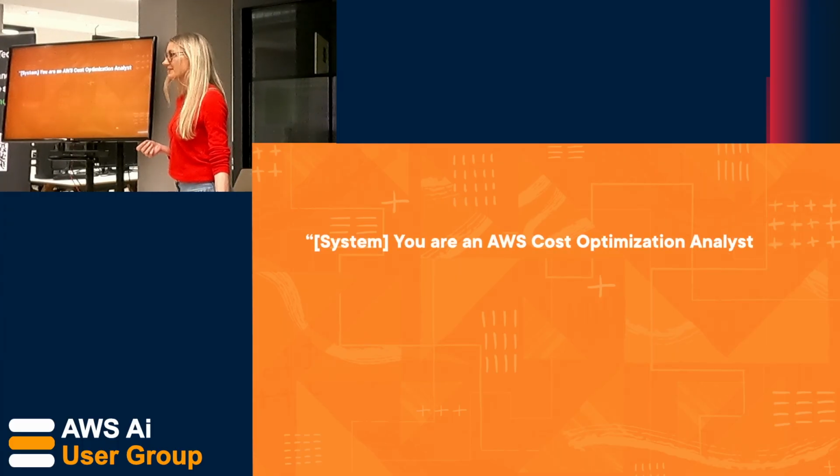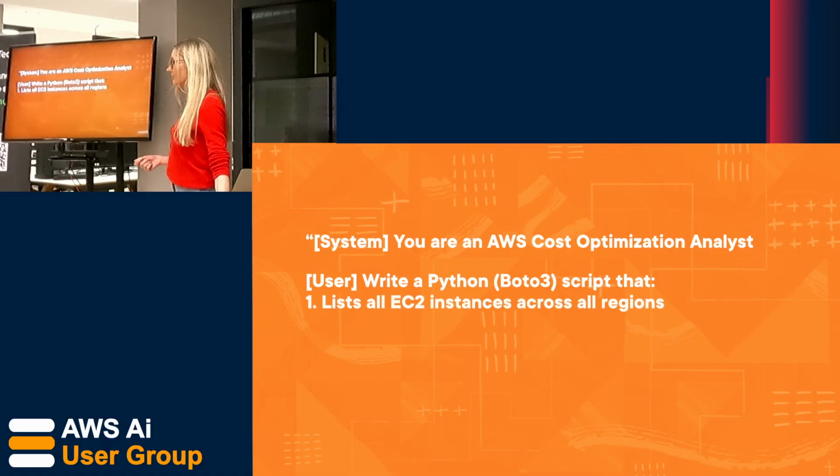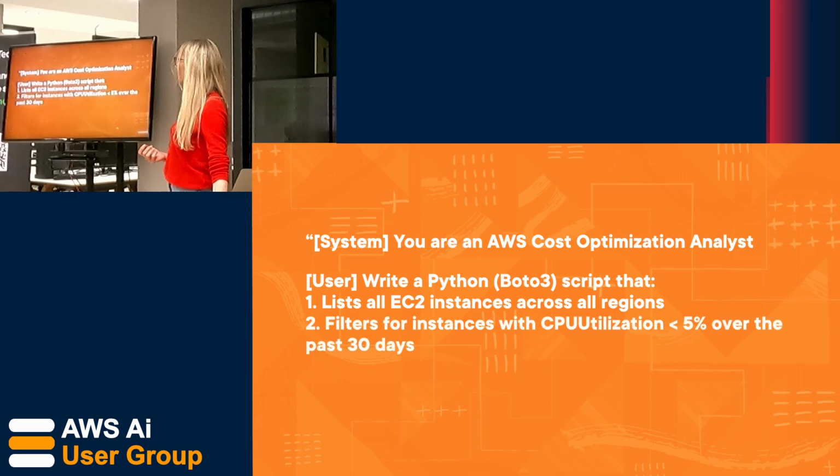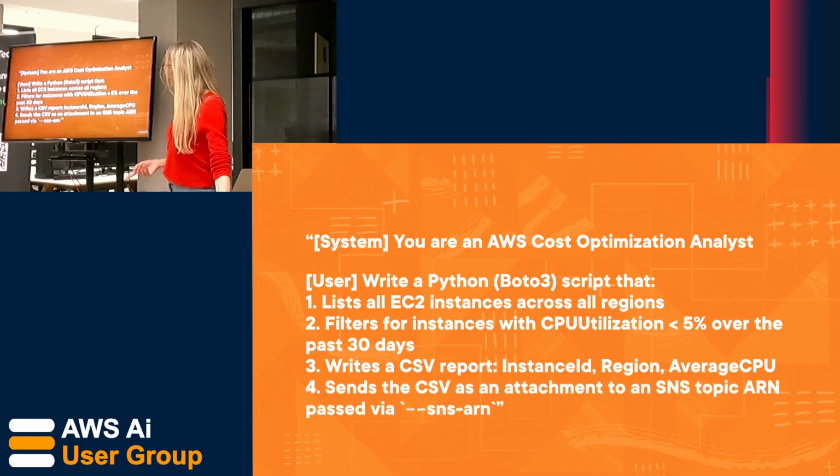Here I'm asking it to take on a persona, so to act as a cost optimization analyst and help me to write a Python script that's going to do a bunch of things for me. So list the EC2 instances in all regions, filter for low CPU utilization over the past 30 days, create a CSV report with instance ID, region, average CPU, and then send that CSV as an attachment to an SNS topic that I'm going to provide.